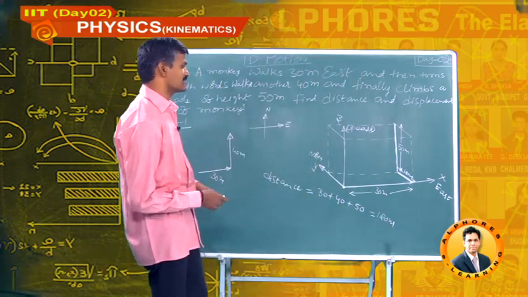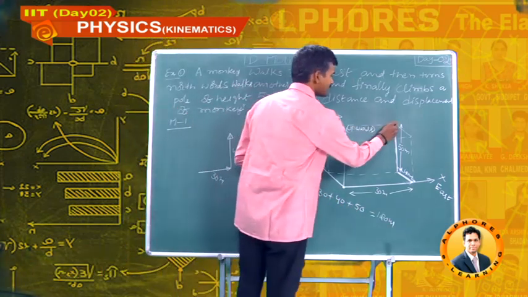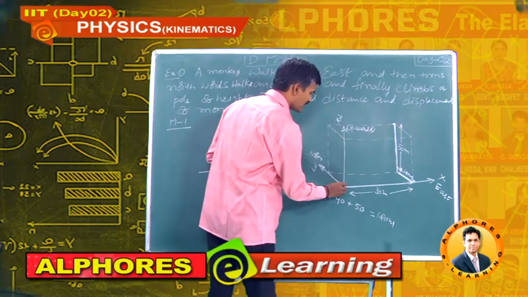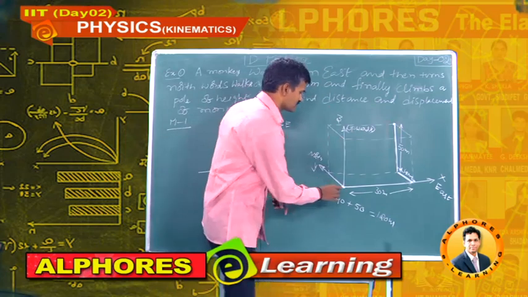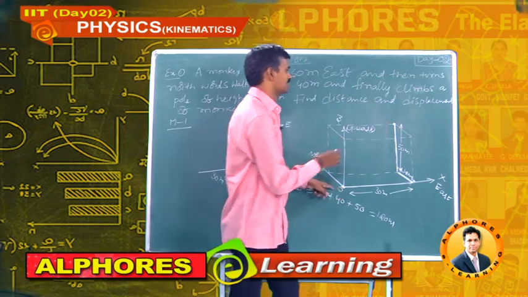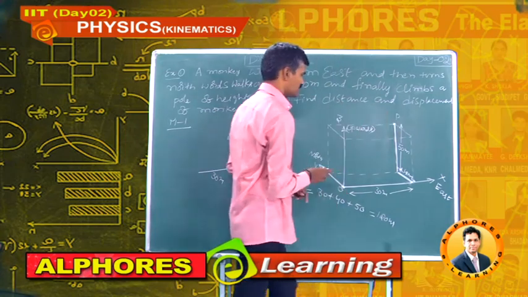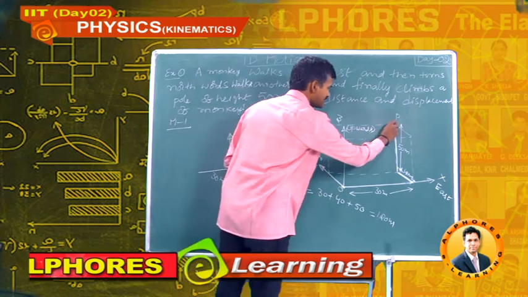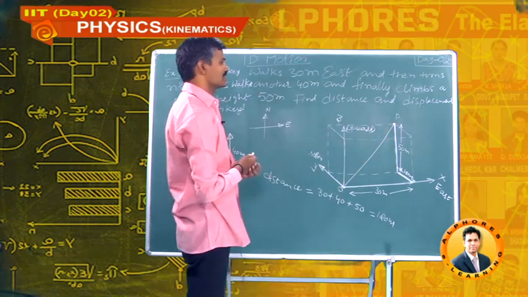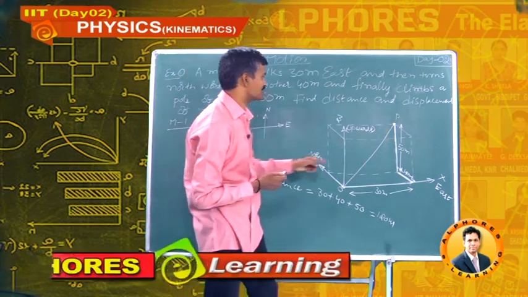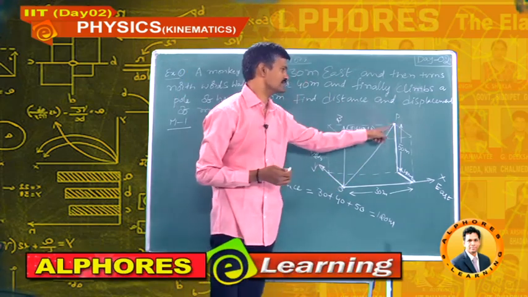Next, what is the displacement? Clearly it is the length of the body diagonal of the cuboid. Here monkey starts from origin O and reaches some point P. So, the shortest length between the two will be the body diagonal of the cuboid. It is not the face diagonal, it is the body diagonal of the cuboid.